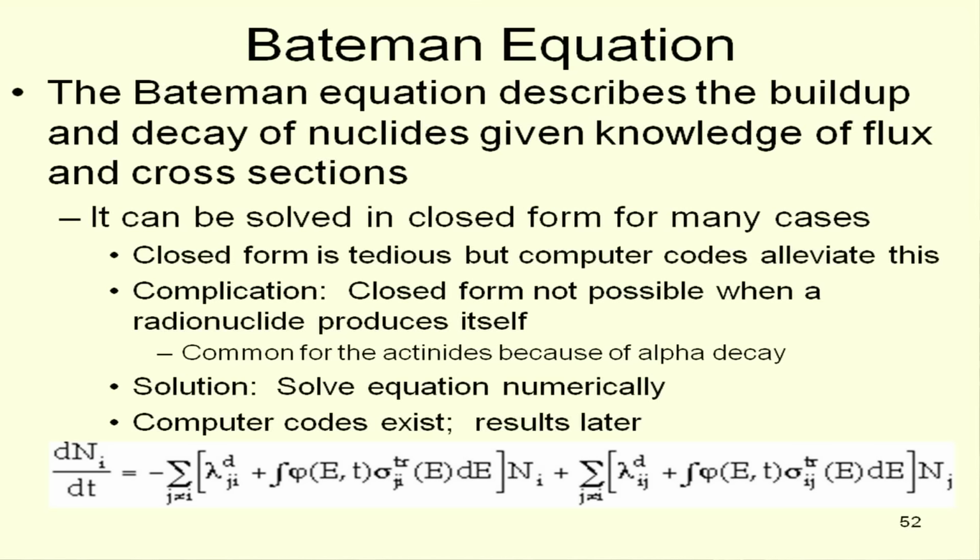This thing on the bottom is the Bateman equation, and computer codes exist to do this calculation. They have for years, and a calculation for 1,000 radionuclides and, oh, you know, 50 time points might take a second or two. It's just nothing anymore. It used to take overnight. I used to do this.